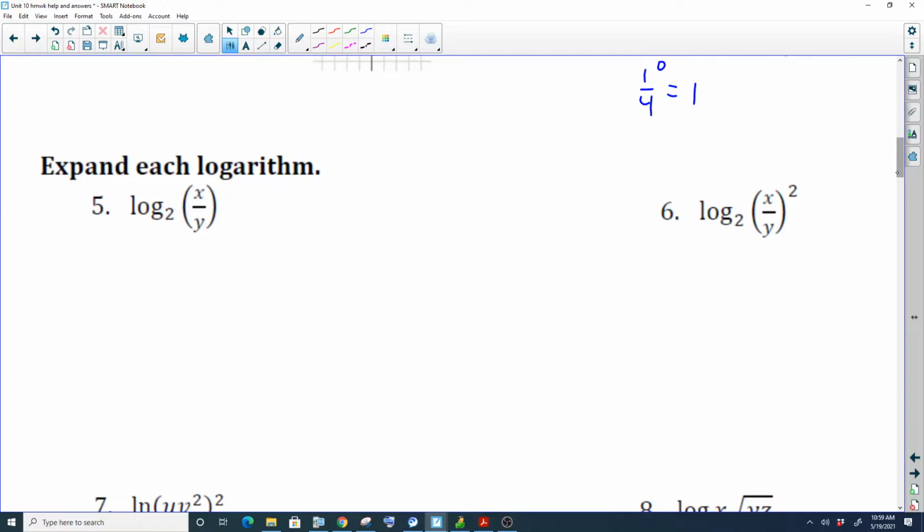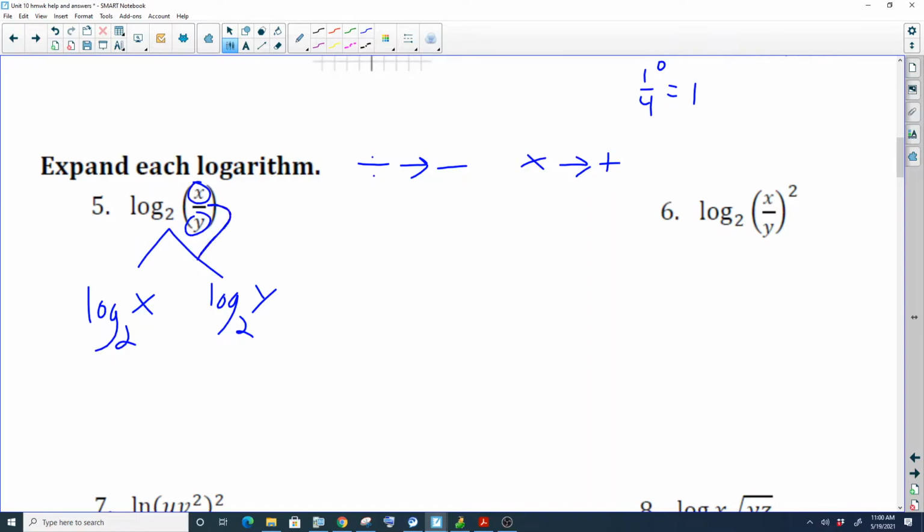Okay, so number 5 is expanding and condensing. Don't forget with expanding and condensing, if you have a division, it becomes subtraction. Or if you have multiplication, it becomes addition. Expanded. And so we are going to expand our log into log base 2, but we're going to do it for each variable. So we have a variable x, and we have a variable y. X and y. And then division becomes subtraction. And that's just our answer. Not too bad. So log base 2 x minus log base 2 y.